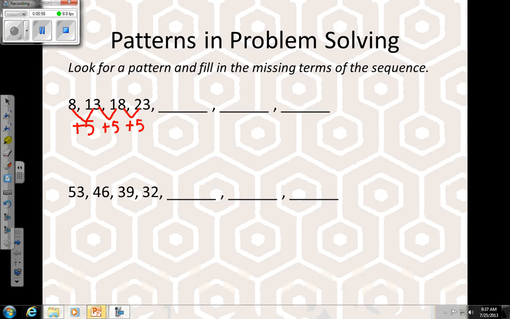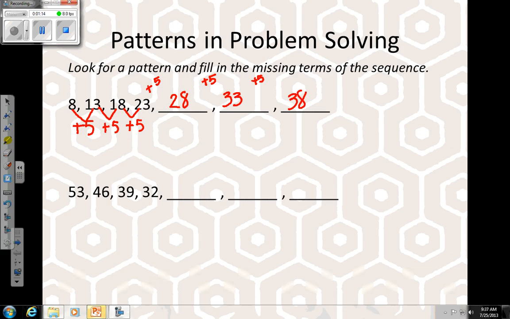So to get the next 3 terms in my sequence, if I add 5 to 23, I get 28. If I add 5 to 28, I get 33. And if I add 5 to 33, I get 38.